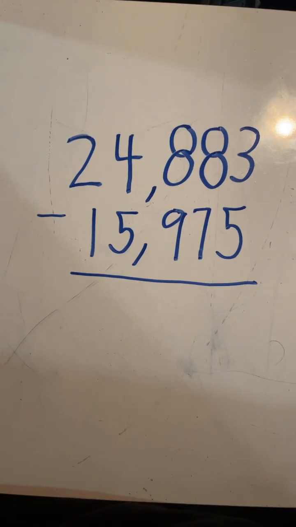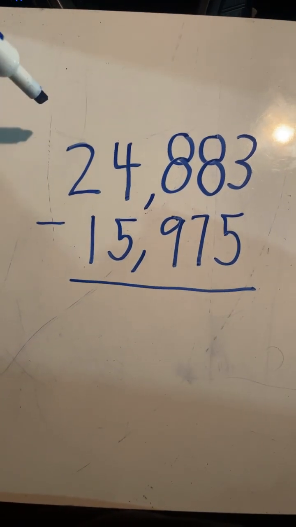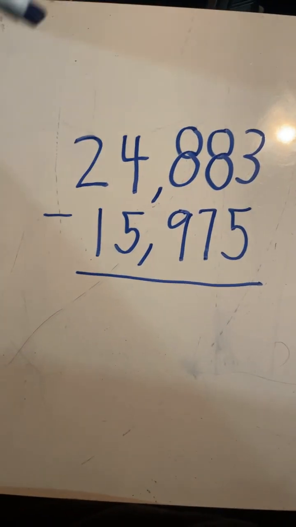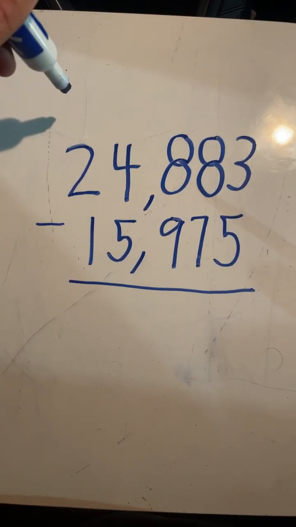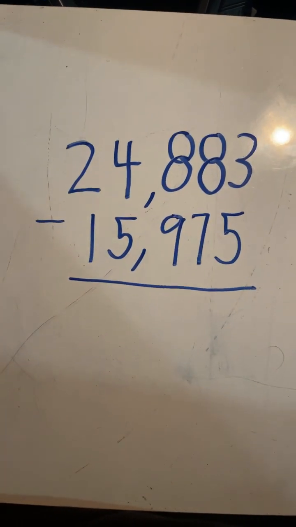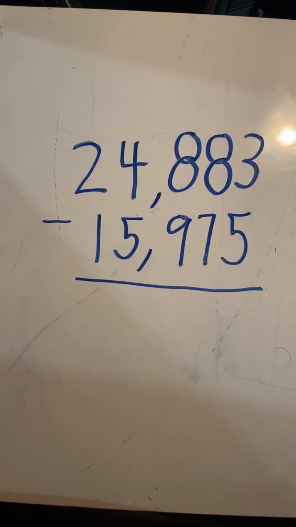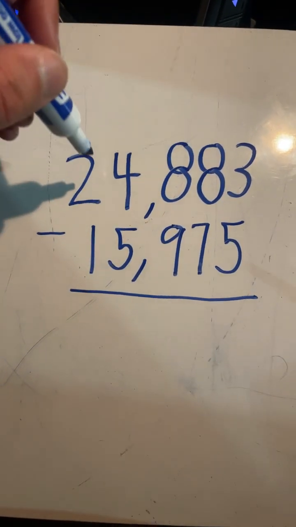So I would recommend doing all of my regrouping before I do any subtraction. So I always regroup going left to right, and then I subtract going right to left. So again, regroup left to right, subtract right to left. So we regroup by adding a 10 and taking away a 1.